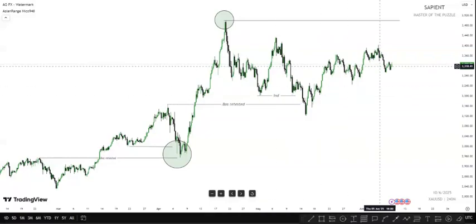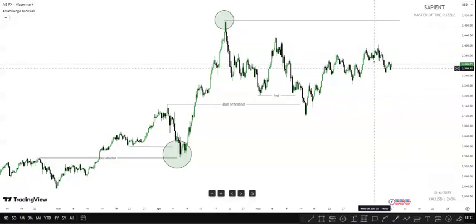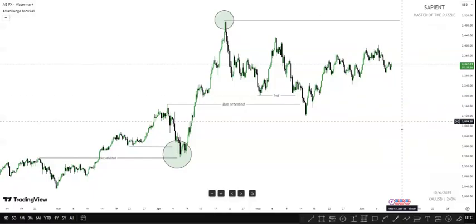So our goal is to find out if price is going to break this high, or if price is going to rally down. We can't really tell, so let's see what we are trying to achieve here.